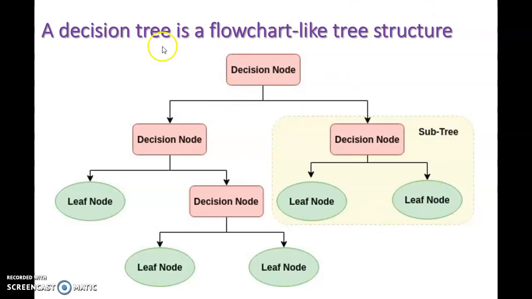Overall, the decision tree has a flowchart-like structure. These are decision nodes. The orange color indicates the decision nodes, and the light blue color indicates the leaf nodes. The entire diagram is a decision tree, but here is again one decision node with two leaf nodes, and that is a subtree. It is also called a subtree.